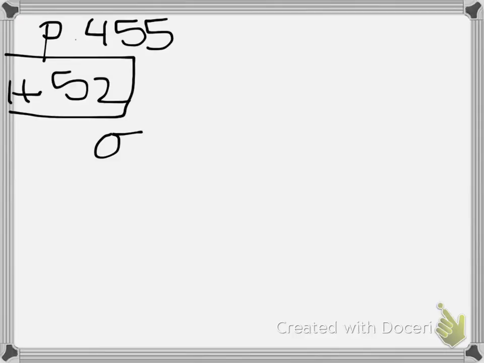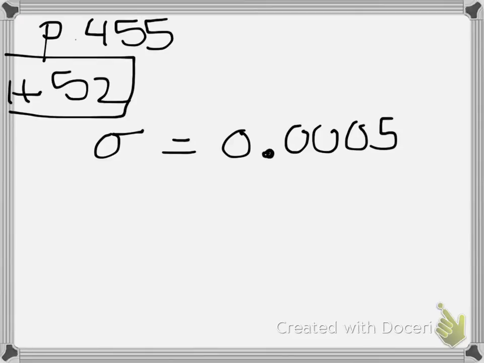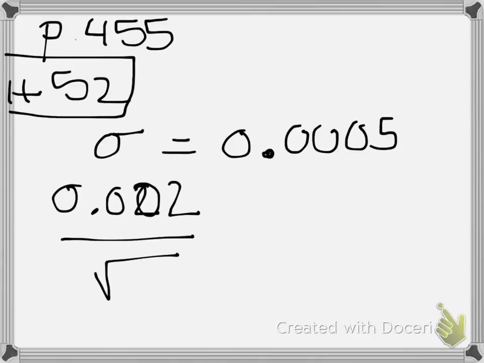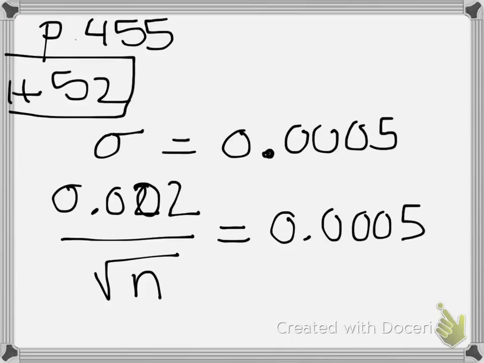So we know our standard deviation. We want it to be 0.0005. We know that the standard deviation from number 50 is 0.002 divided by the square root of n. In 50 it was 4, but now we don't know what it is. Now we have to use algebra. We use algebra to solve this.